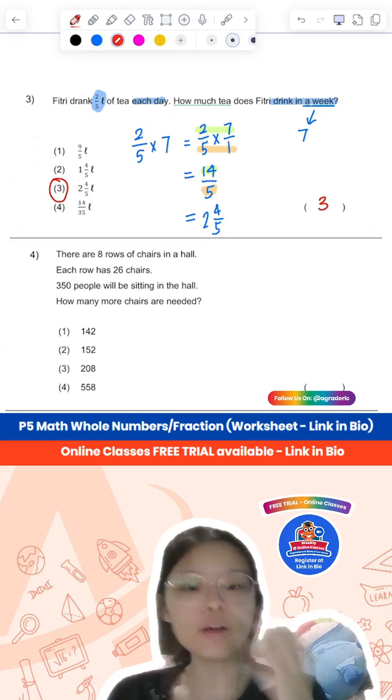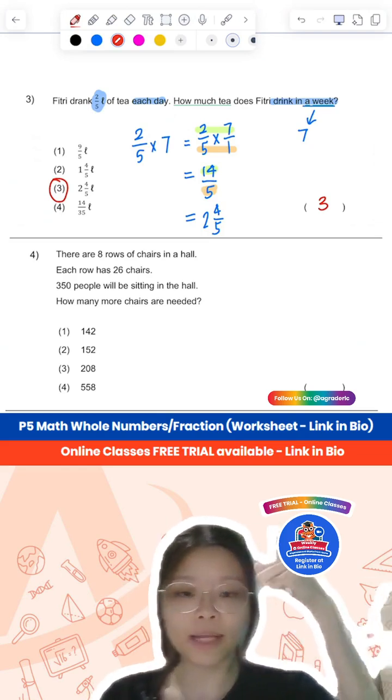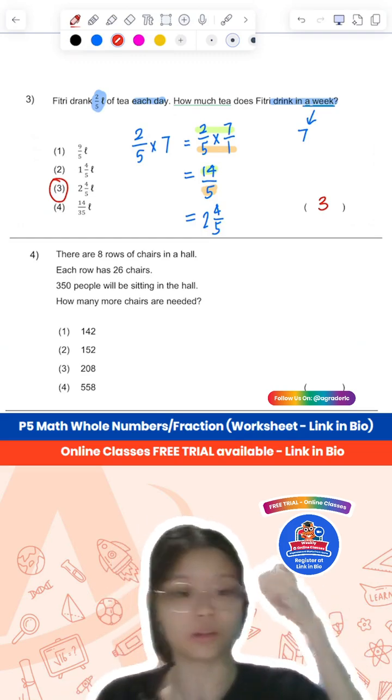Okay, how many of you here have already learned how to do this multiplication of fractions in school?